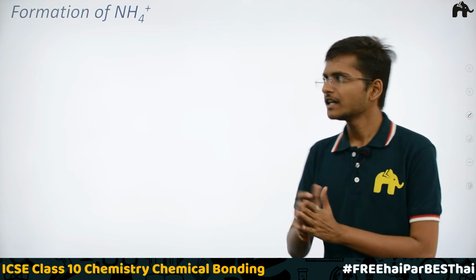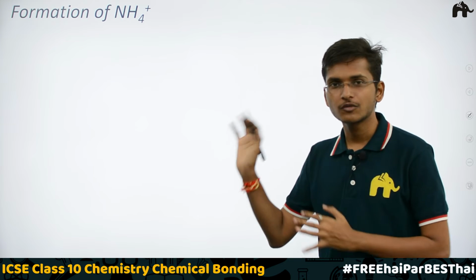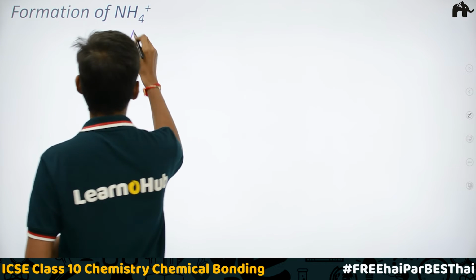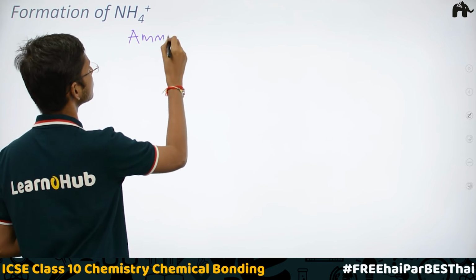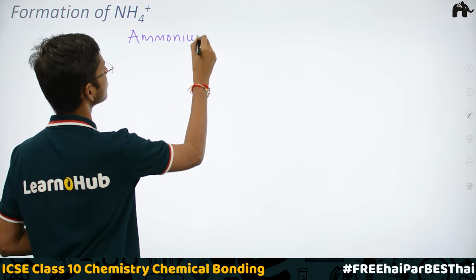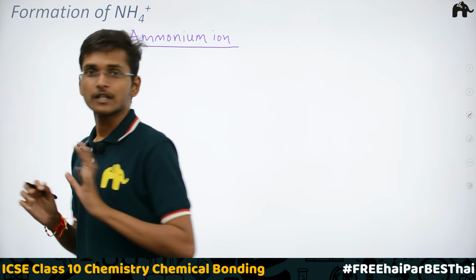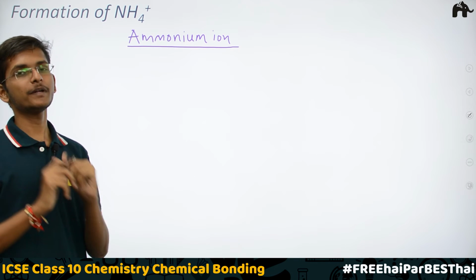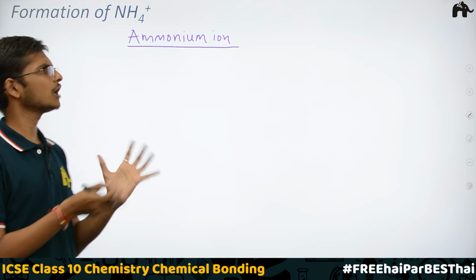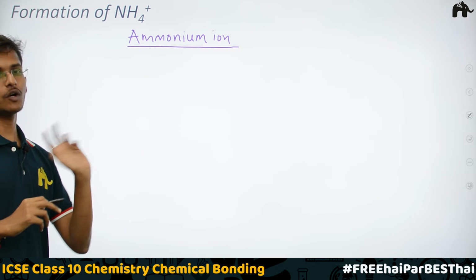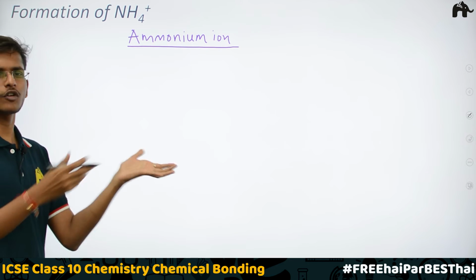Now moving ahead, let's see the formation of NH4 plus ion. This is called the ammonium ion. In this we are going to see the lone pair effect of the nitrogen atom. So how is the ammonium ion formed? Now we know how the hydronium ion is formed, so it's easy for us to understand this.